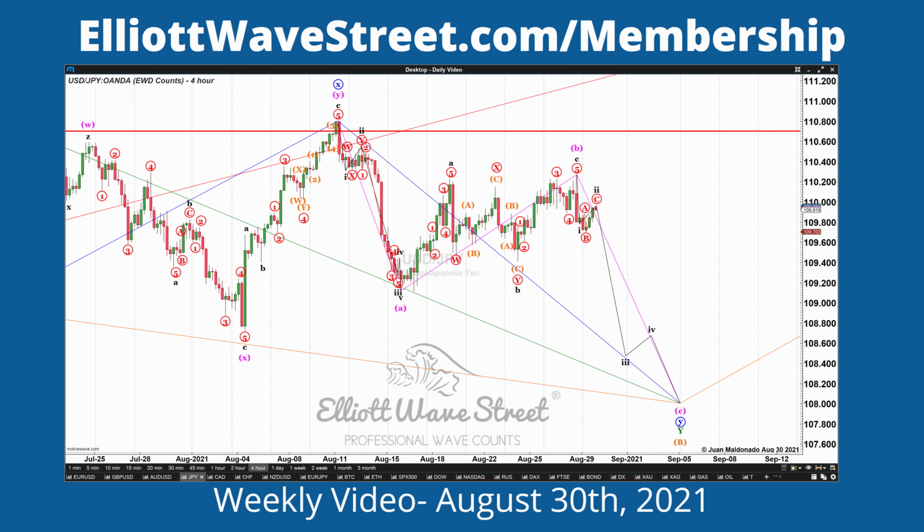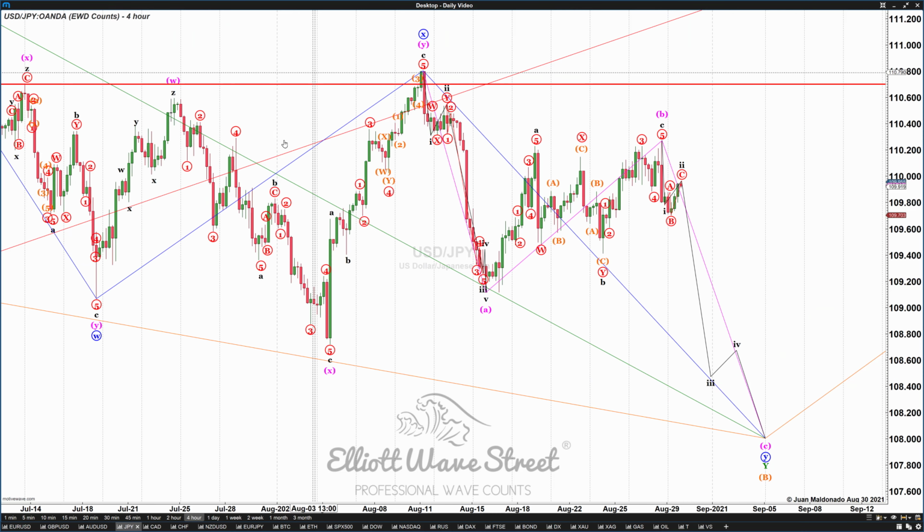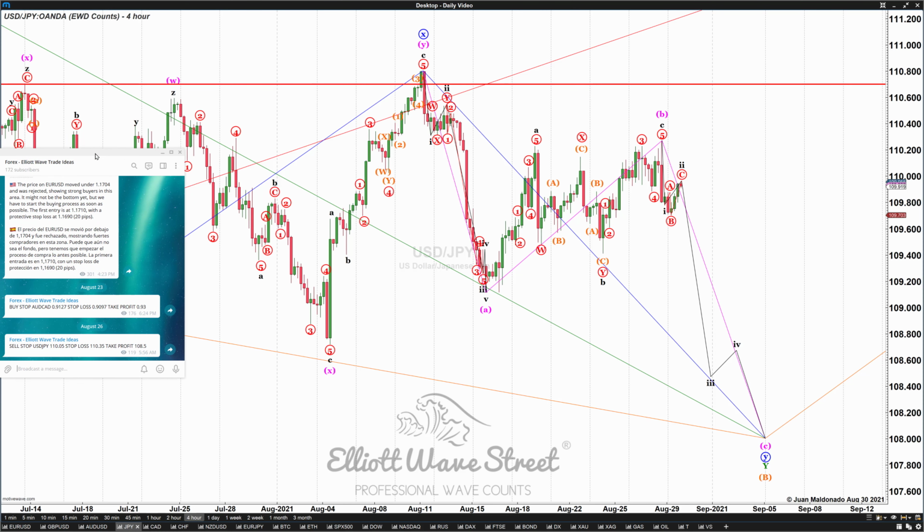All right, so let's start this week with dollar yen. Dollar yen has been fantastic. Last week we were able to sell dollar yen at 110.05. So we went short at 110.05 with a protective stop loss at 110.35, so that's 30 pips, and a profit target at 108.50, and this trade is still active.